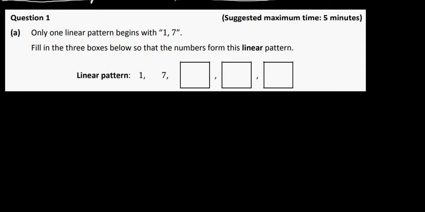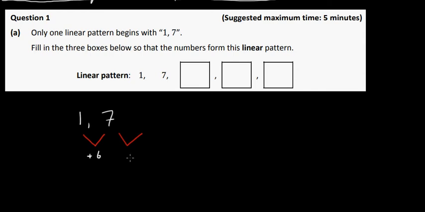Well, if we look at the numbers here, we've got 1 and 7, and then we've got three other numbers here. Now, linear patterns have what's called a common difference. In other words, the first difference, or the difference between each term, is the same. So if we take these two terms here, the difference is the second one minus the first one, which is plus 6. So in other words, our common difference here is plus 6. So in each case we want to be adding 6 to each term.